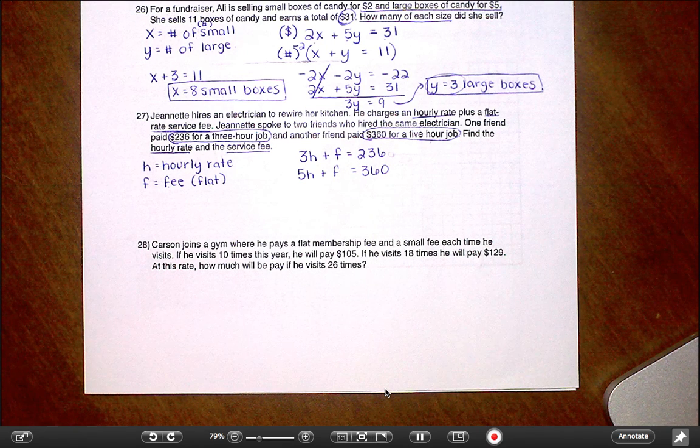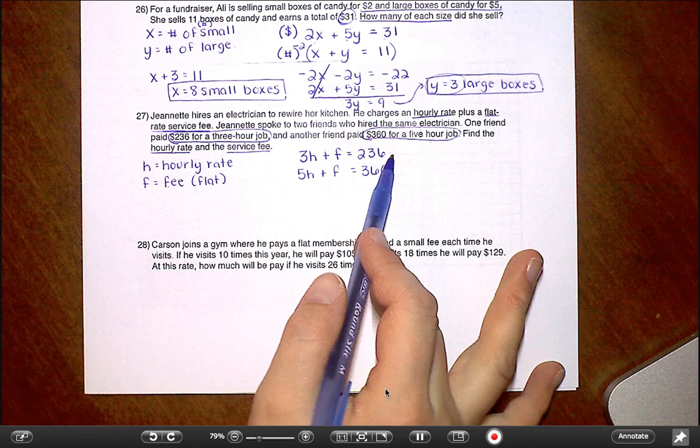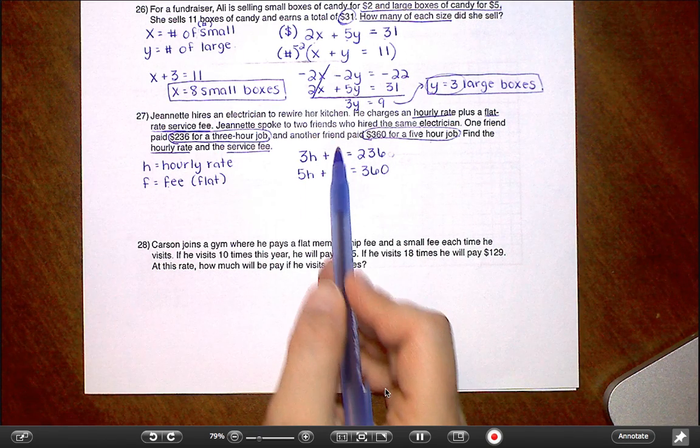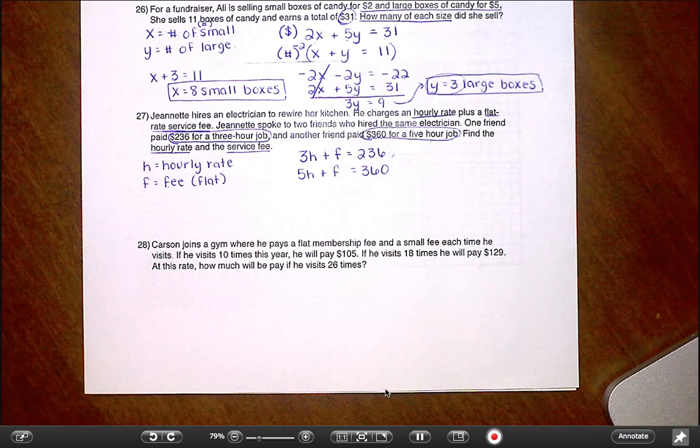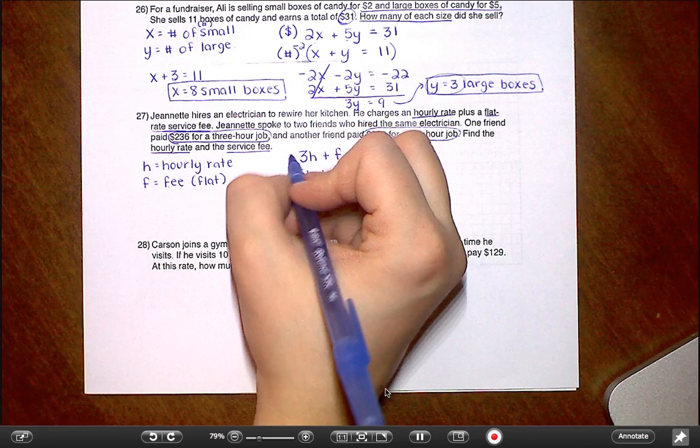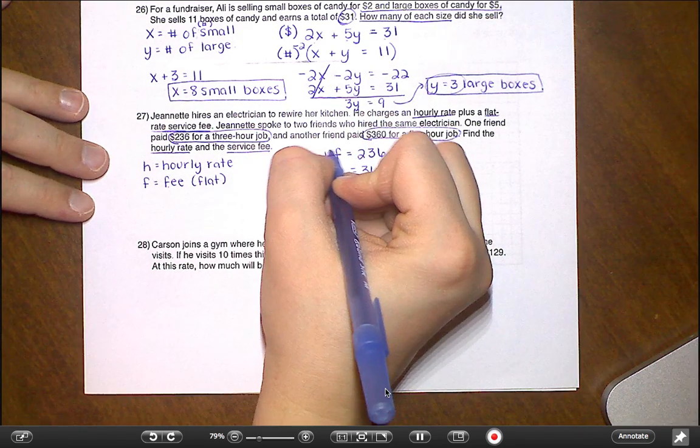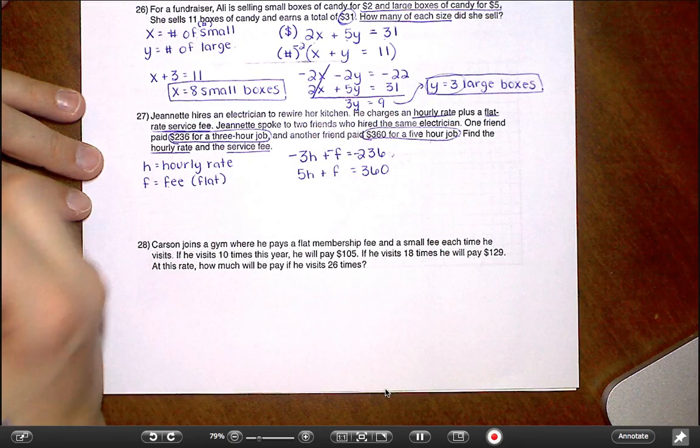Okay, so there are 2 equations, one for each friend. Now from here, I would probably solve with elimination, and it would be easiest just to take one of your equations and make everything negative, because if you could make one of these negatives, those would be set to cancel out right now. So I'm going to make that top equation negative.